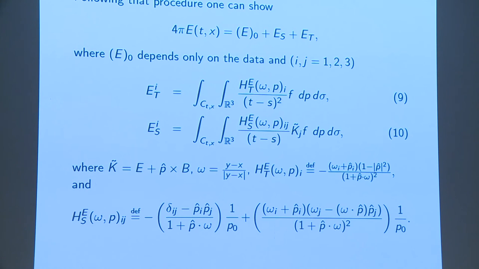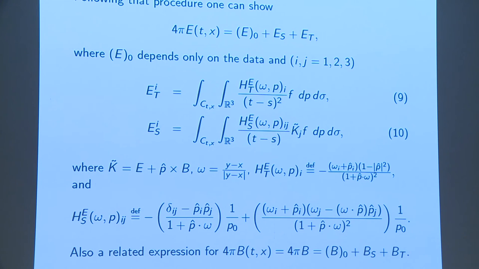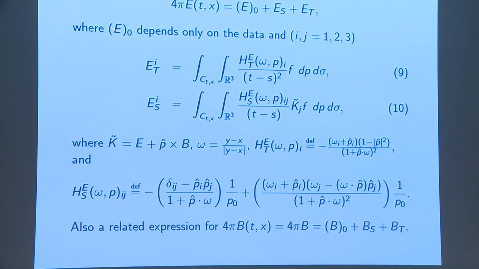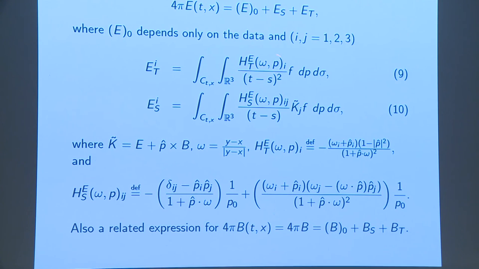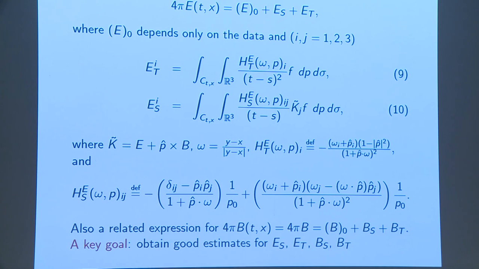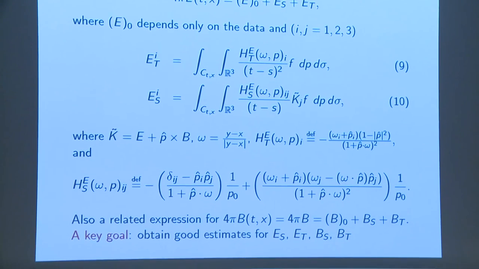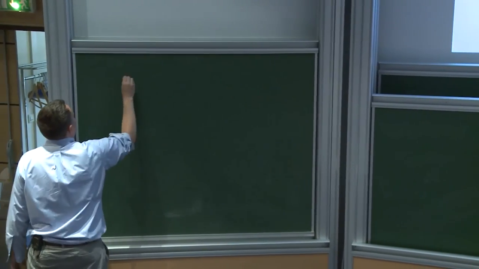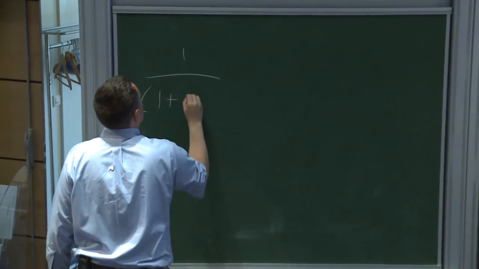So this is the problem, or part of the problem: how do you estimate these things? These are pointwise expressions, and you have a similar thing for B, except it's more complicated. So E_T is linear in f, and E_S is nonlinear in f because you have the Lorentz force and the f also. Okay, so it turns out that, let me just write one thing on the board. I hope you can see it. It turns out that you can prove estimates like this.